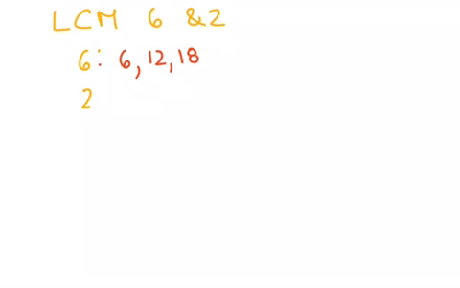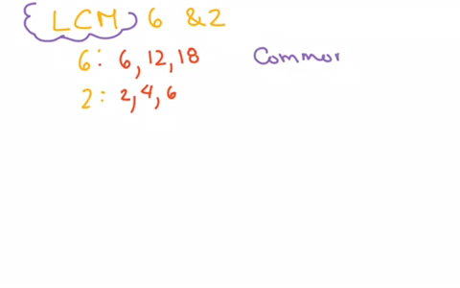Now we'll do 2. 2 times 1 is 2. 2 times 2 is 4. 3 times 2 is 6. Oh, wait a second. Now we have to find that lowest common multiple. Okay, so what we need to do is we need to look to see what the common multiples are. And then from there we find the smallest one out of all of them. So for this case, it's going to be 6.